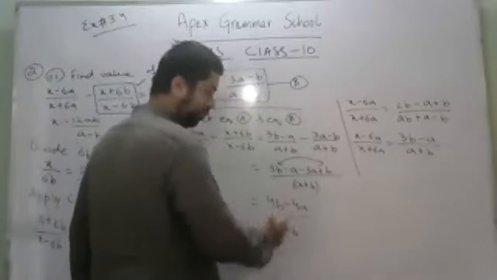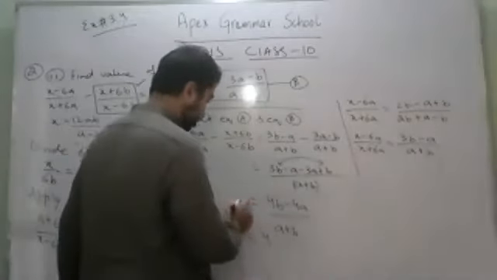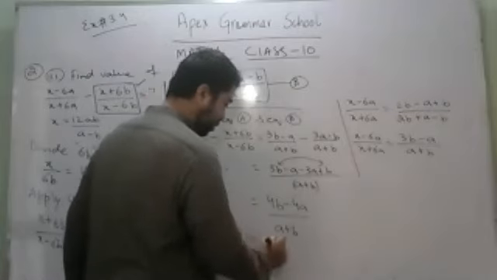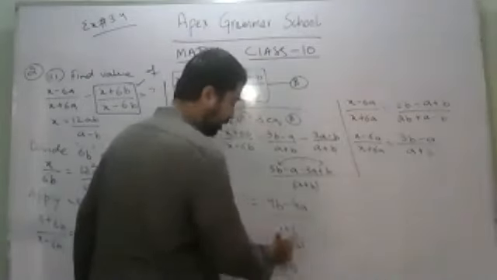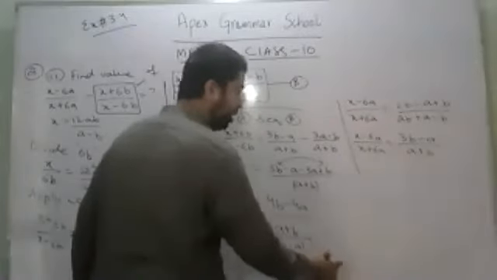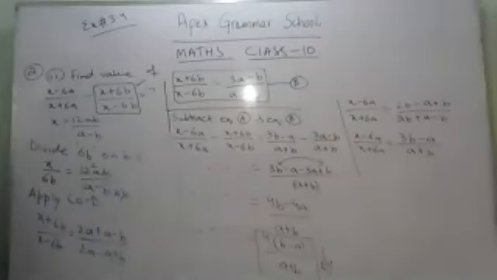So you can take 4 common: 4(b minus a) divided by a plus b. And this time the answer will be just like this. And that's it. This was question number 2, part 3.